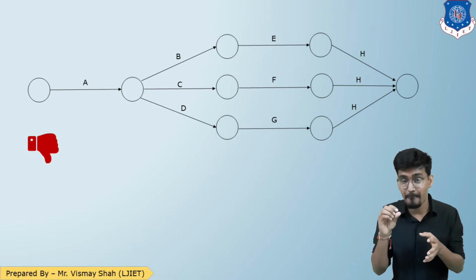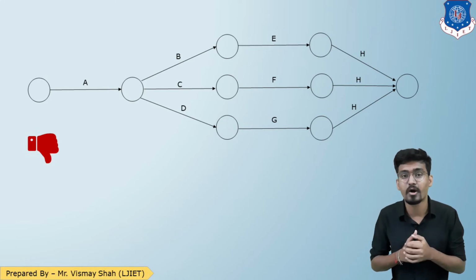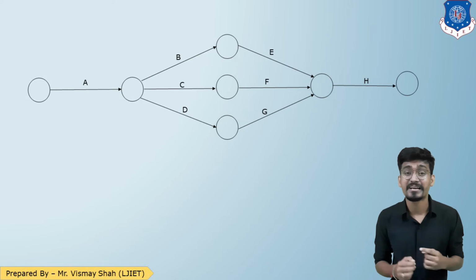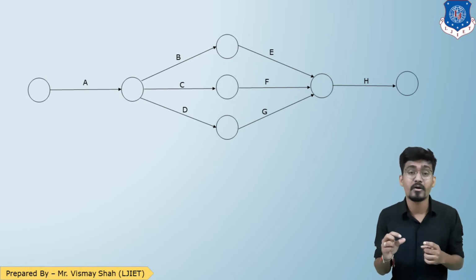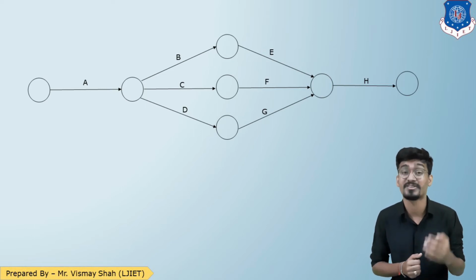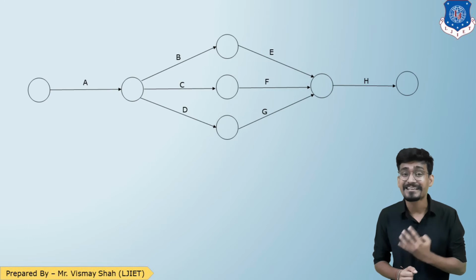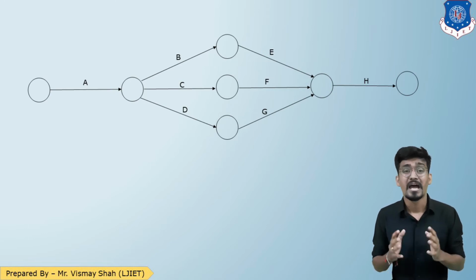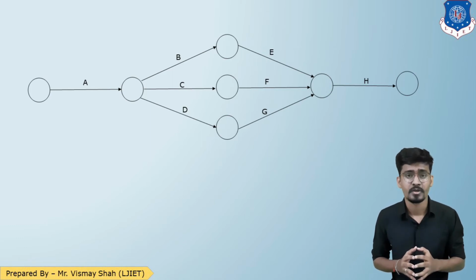And from that combined event, we can now represent the H activity coming out. Let us see this. So now, as you can see over here, I have merged the head events of all of these three activities E, F and G, and now H is coming out of it. So this is the correct representation of our network. Here our question number 1 ends.